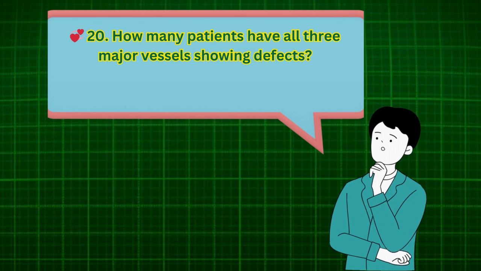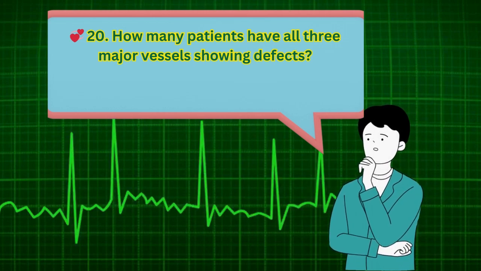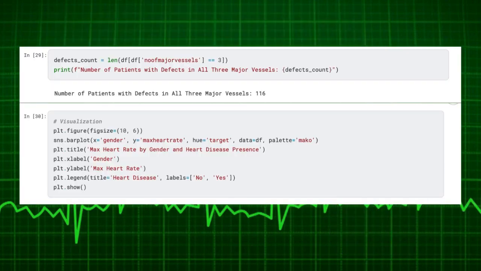20. How many patients have all three major vessels showing defects? Number of patients with defects in all three major vessels, 116. The count of patients with defects in all three major vessels is obtained from the No of major vessels column.